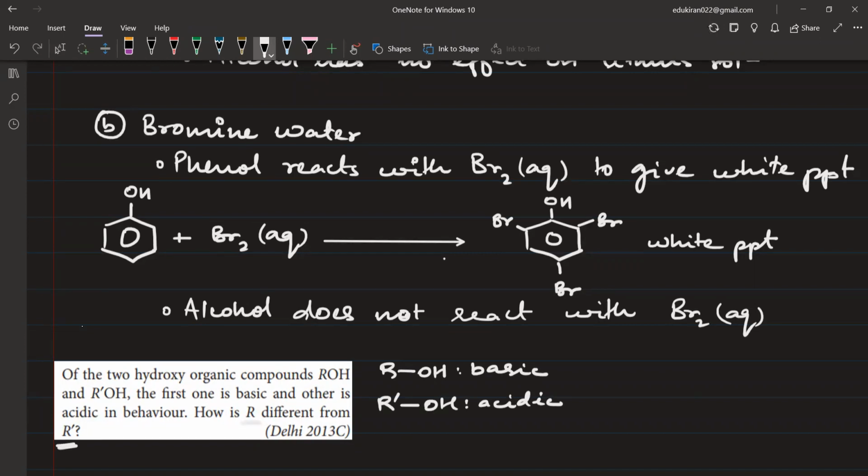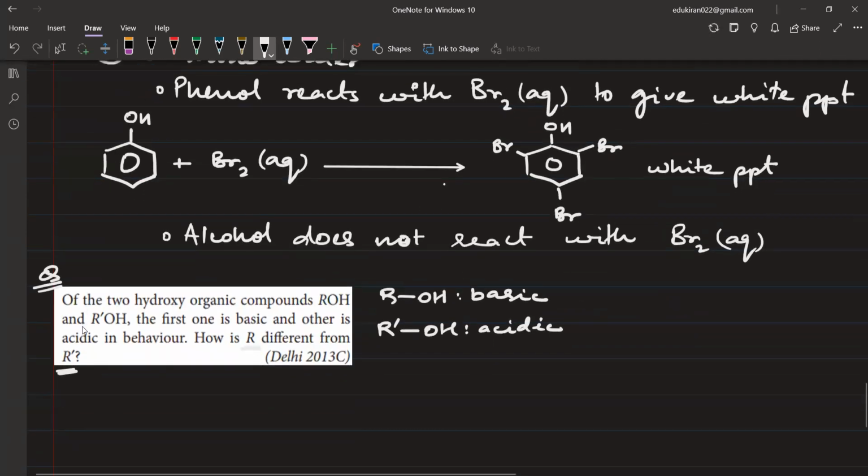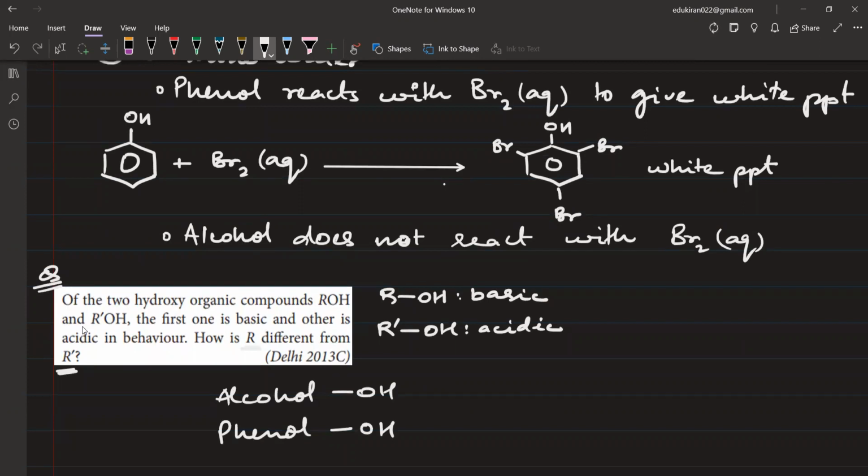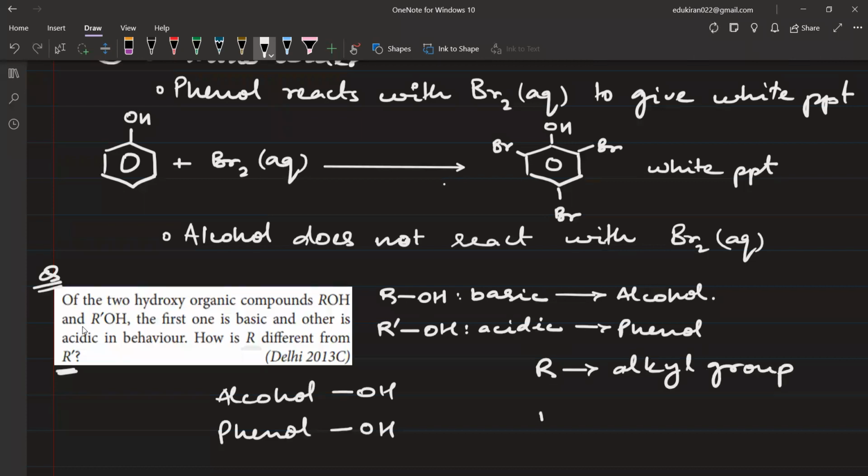Now we know only two different classes which contain the OH, right? What we know, alcohol and we know phenol. Both of them have the hydroxy group. Now if I see, phenol is more acidic than alcohol. That is why this R'OH is going to be phenol. And the alcohol here will be acting as a base. Okay, so we'll say that R is alkyl group and R' is phenyl group.